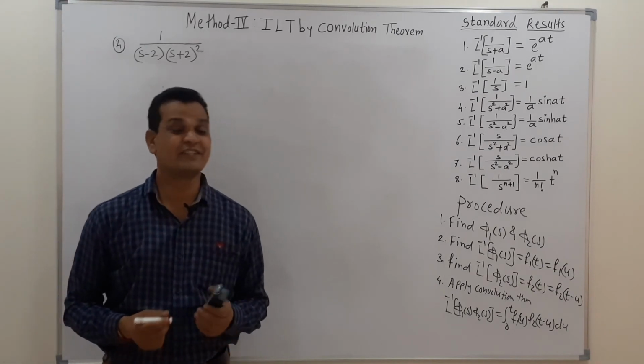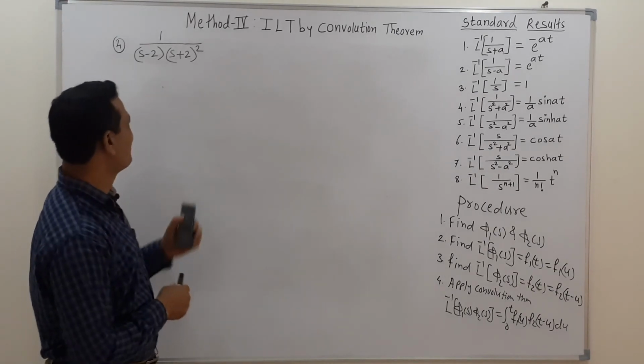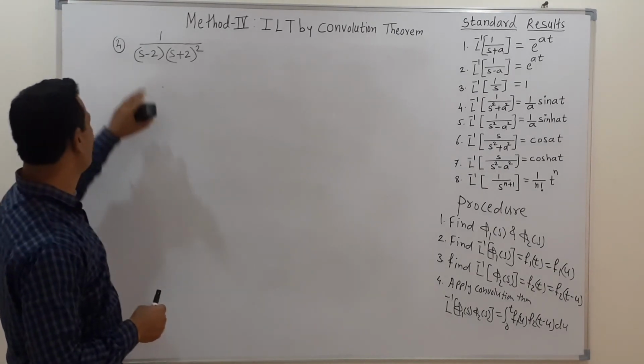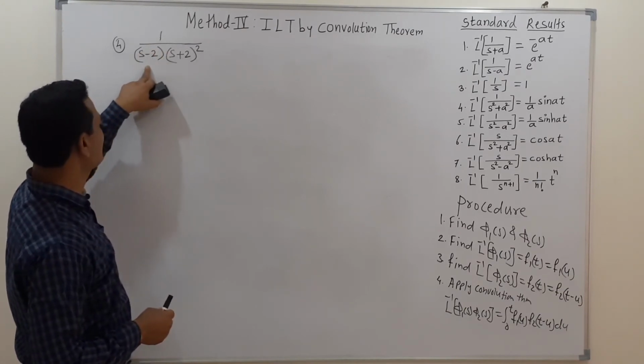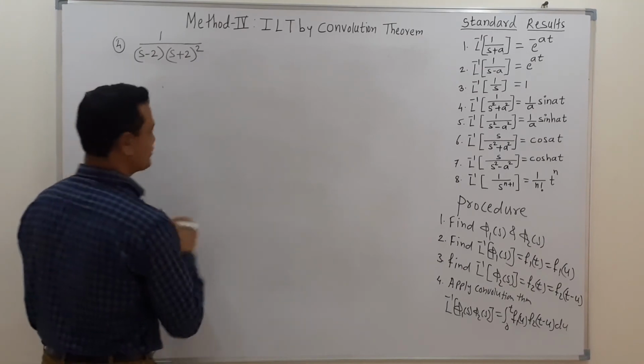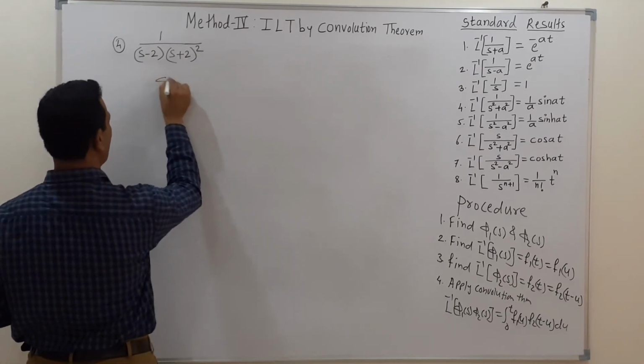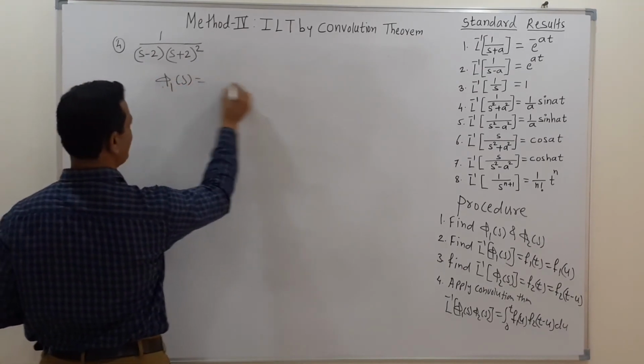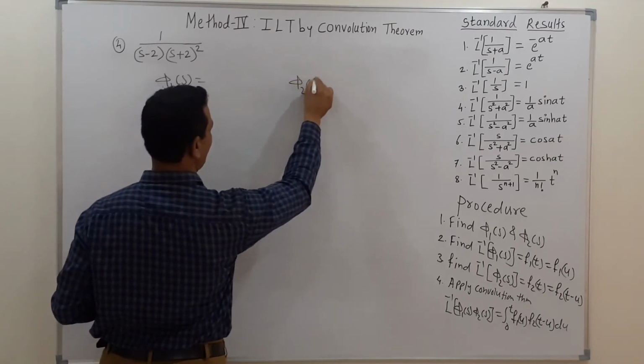Now friends, let's discuss the fourth example based on this convolution theorem. So the example is 1 upon s minus 2 times s plus 2 its square. So now the first step is to find out the value of phi 1 and phi 2.